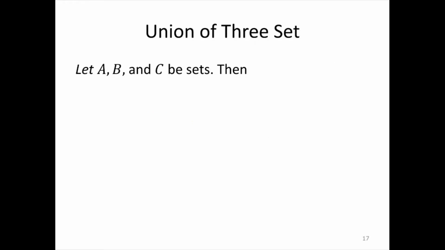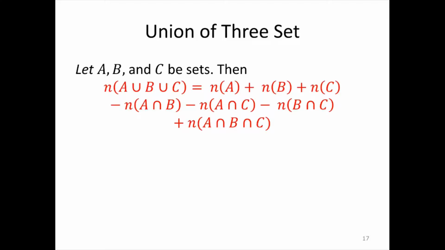What if we have 3 sets instead of just 2 sets? What is the number of elements in the union of those 3 sets? We have this formula. Basically we sum the number of elements in A, B, and C, and then we subtract the number of elements of the intersections of 2 sets: A ∩ B, A ∩ C, and B ∩ C. Then we add the number of elements of the intersection of 3 sets, which is A ∩ B ∩ C.